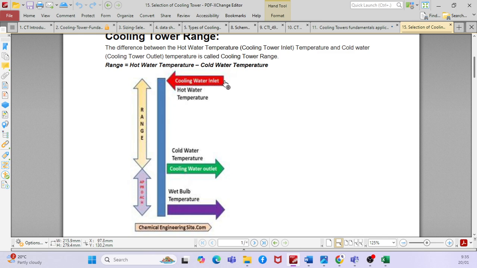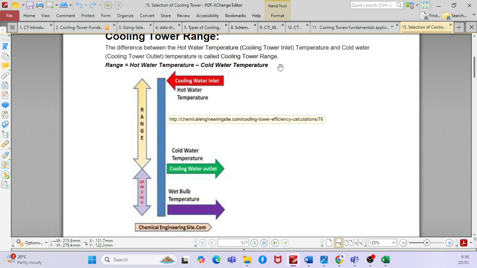So when you go to this particular selection, the hot water temperature, the cooling water inlet, comes at 42 degrees. When it passes through the cooling tower, it should reach the wet bulb temperature, but it cannot reach the wet bulb temperature because of the efficiency, or the bypass factor concept. It will go out as the cooling water outlet, as the cold water temperature. The difference between the hot water temperature and the cold water temperature is called range.